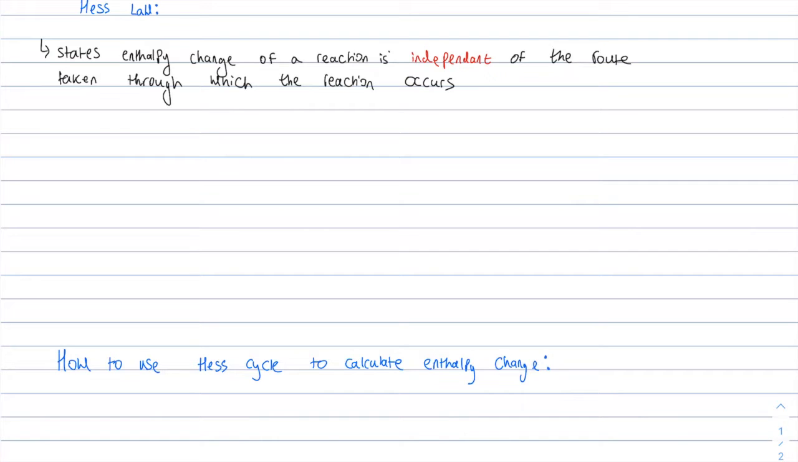So, what do I mean by this? Well, let's draw an example. So, let's say on the left we have reactants and products on the right, and the enthalpy change is delta H.